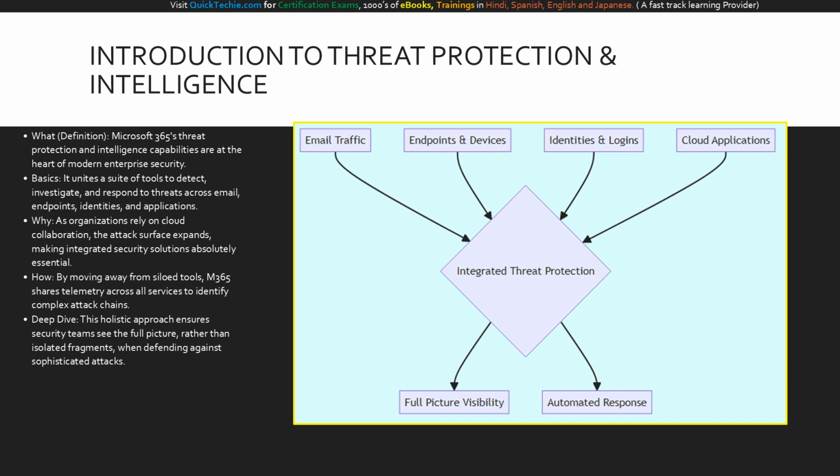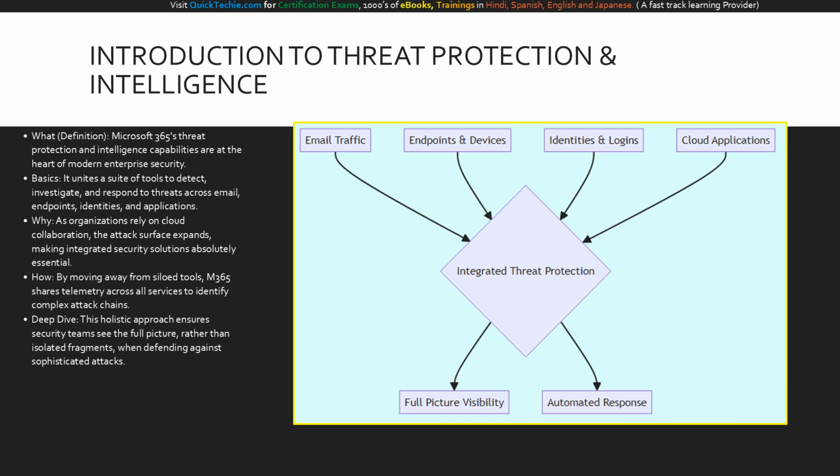As your organization increasingly relies on cloud-based collaboration and productivity tools, your attack surface naturally expands. This makes traditional, isolated security solutions obsolete. Microsoft 365 brings together a suite of tools that work in concert to detect, investigate, and respond to threats across email, endpoints, identities, and applications.